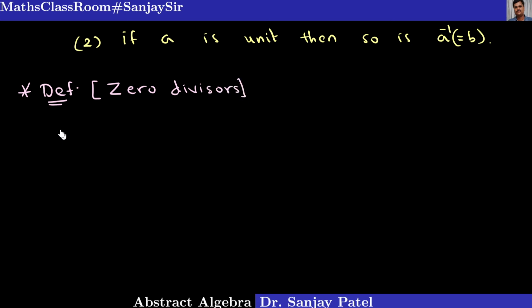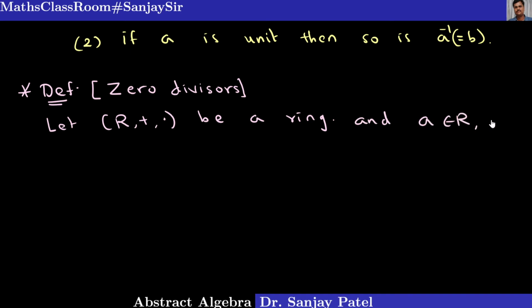This is also a very important definition. Let R, plus, dot be a ring. Need not be commutative, need not have the unity element. And let A belong to R and A is a non-zero element. Remember, we are given a non-zero element.